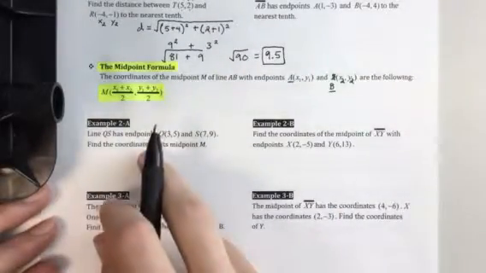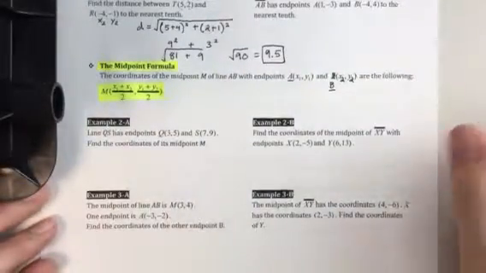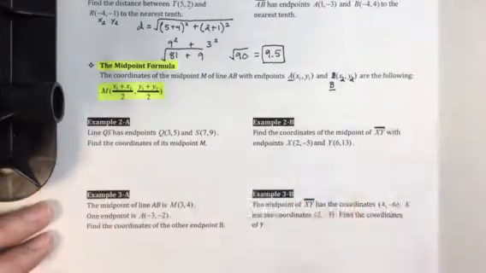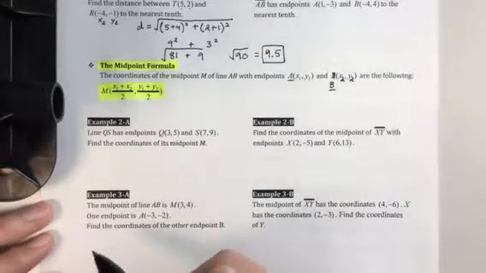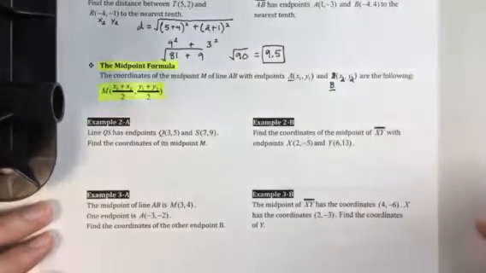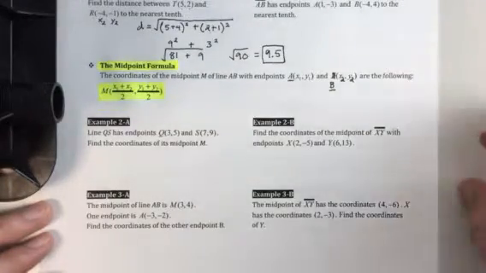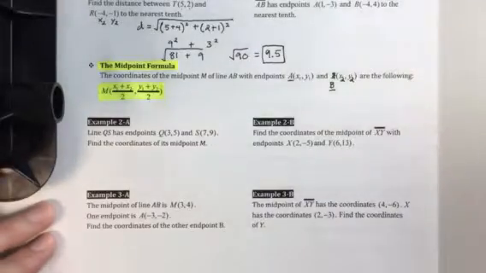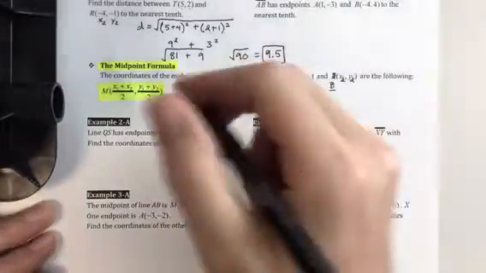So let's check that out real quick with example 2. I'm going to do a couple of these for you. So on example 2a, we have line QS at endpoints Q and S. Find the coordinates of the midpoint. Pretty straightforward here. So again, just like we did on the distance formula, identify what is your first coordinate, what's your second coordinate with x1, y1, x2, y2. So I'm going to do that here.